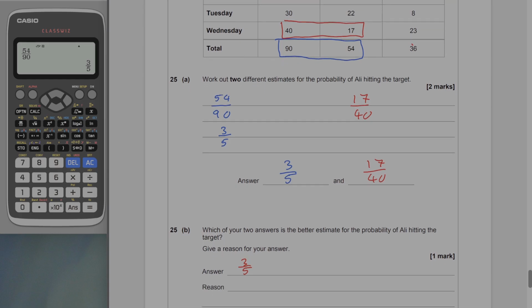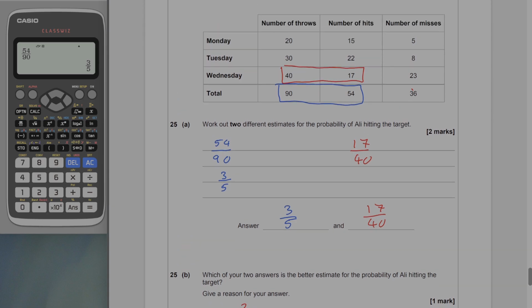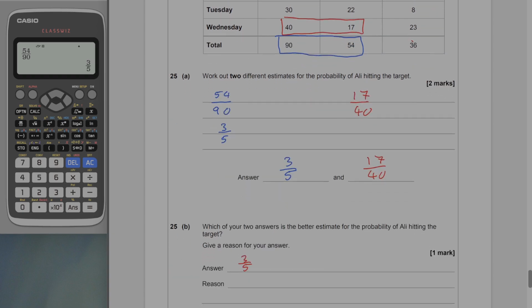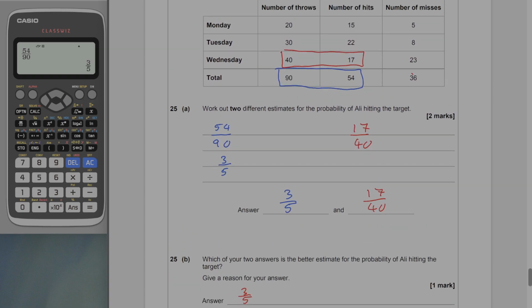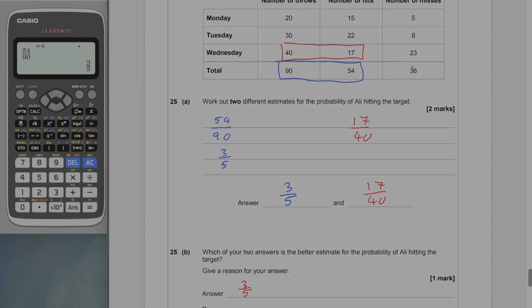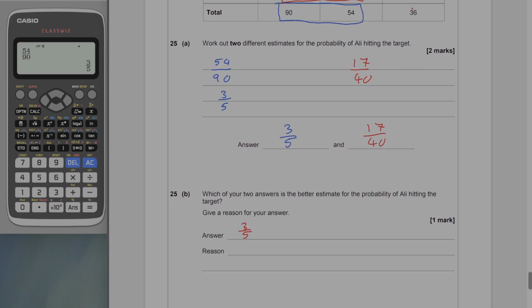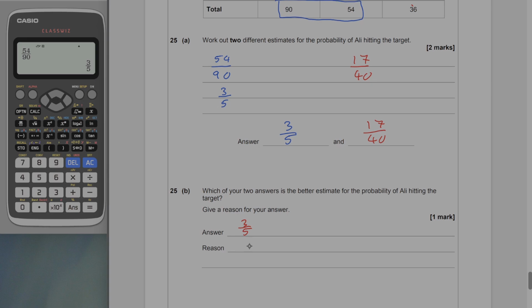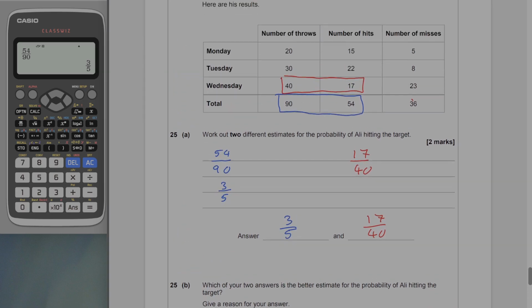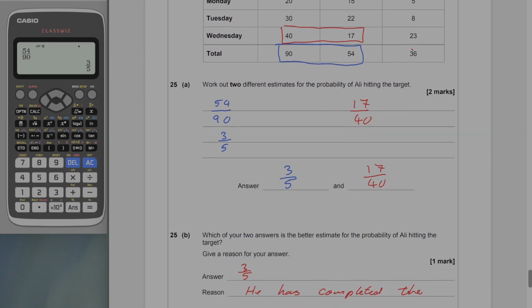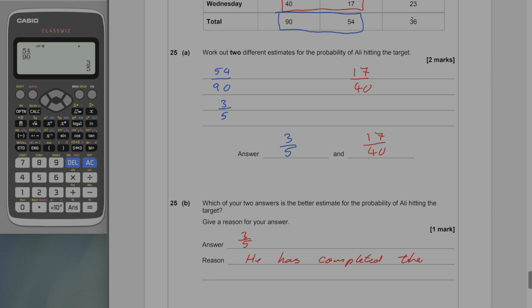It will be more accurate because the trial has been done, or because he's thrown it more times. Reason: he has completed the, what would we call it, a test. He has completed the trial more times.